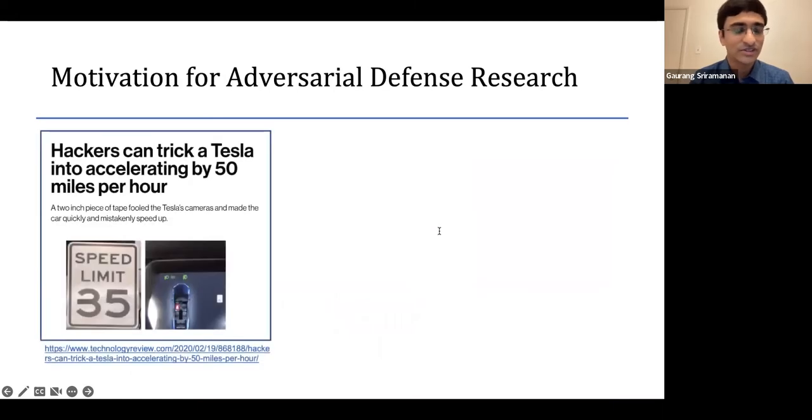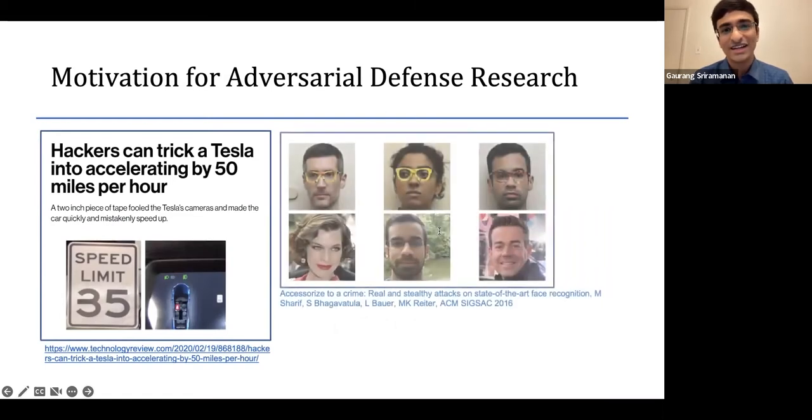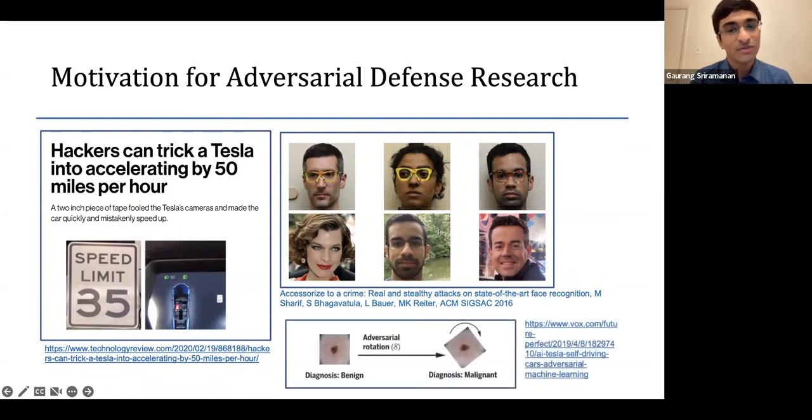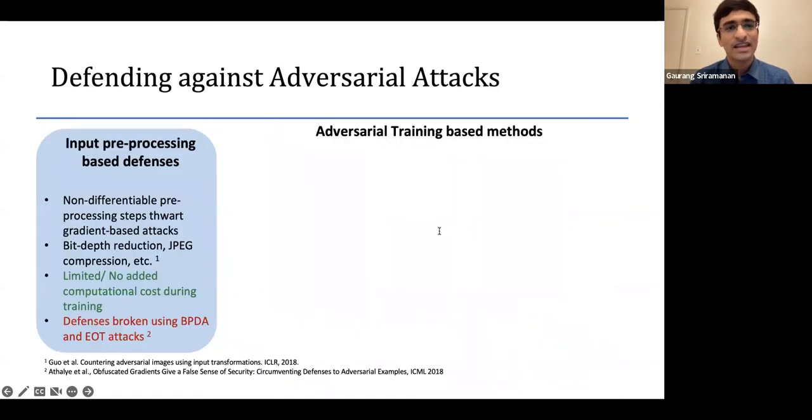For example, hackers could trick a Tesla into accelerating by 50 miles an hour by just attaching a 2-inch piece of tape. A face recognition system can be tricked to predict a different person by wearing a specially designed pair of spectacles. Here we also see that a benign mole is being classified as malignant just by rotating the image by a pre-specified amount. Thus, the compelling need of securing these systems has propelled research in this area over the last few years, and it's been quite intense.